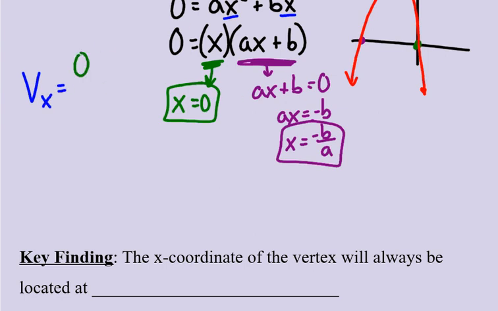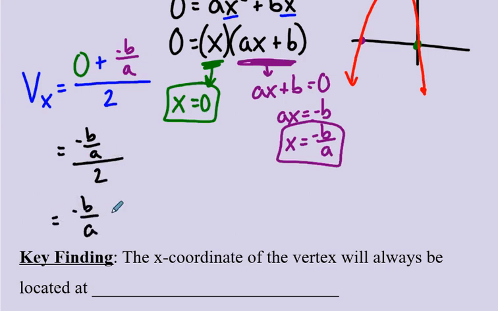So 0 plus negative b divided by a, and then how do you average? You divide it by 2. Well, the top, if I add 0, that's simply going to be negative b divided by a. Now that whole thing's divided by 2. Another way to write divide by 2 is multiply by 1/2. Remind that to yourself. Dividing by 2 is the same as multiplying by 1/2, and then how do I multiply with fractions? Well, I just multiply straight across: top times top, bottom times bottom, that's going to leave me at negative b over a times 2 is 2a.